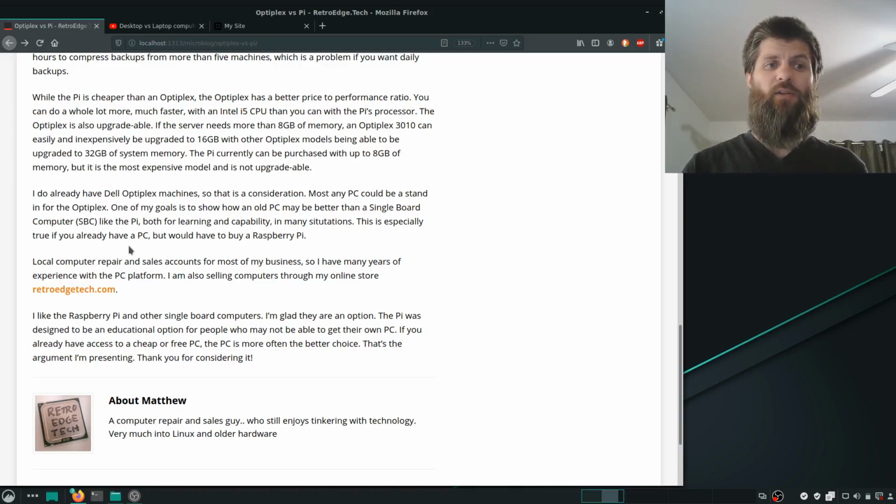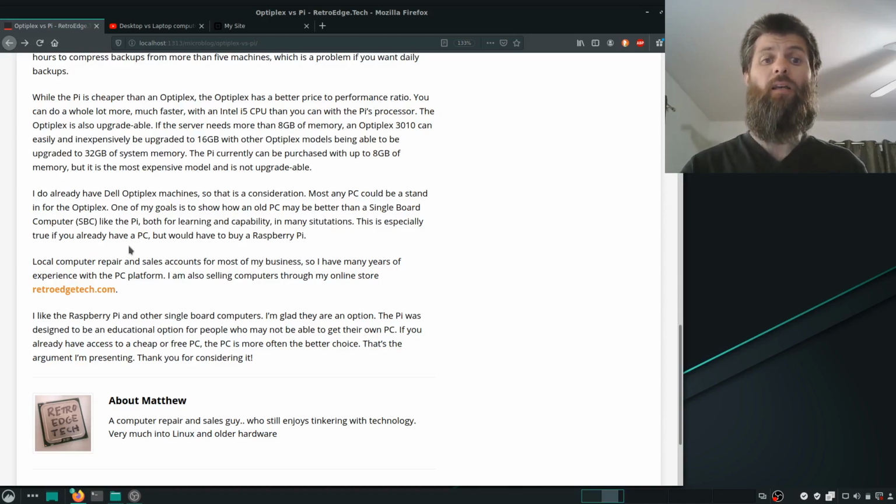The Optiplex is also upgradable. If the server needs more than 8 gigabytes of memory, an Optiplex 3010 can easily and inexpensively be upgraded to 16 gigabytes. It's got 2 slots for memory, and each slot can take up to 8 gigabytes of memory. So the Optiplex 3010 can go to 16 gigabytes. If you have the Optiplex 7010, that has 4 memory slots, and you can go to 32 gigs. And of course, other similar models will have similar memory upgrade capabilities.